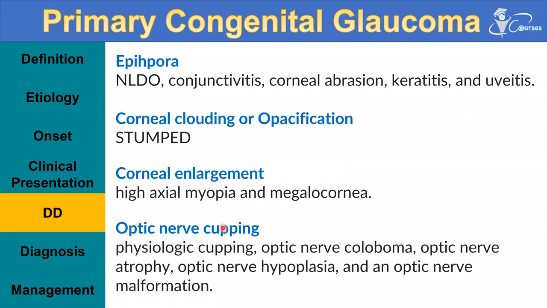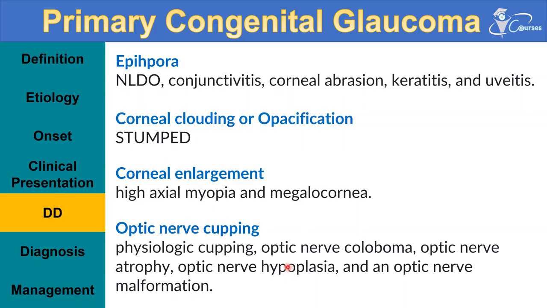There are also other differential diagnoses of optic nerve cupping, like physiological cupping, optic nerve coloboma, optic nerve atrophy, optic nerve hypoplasia, and optic nerve malformation. These can cause optic nerve cupping, but they are unlikely to cause a large globe, myopia, megalocornea, or Haab striae. So here the pathology is limited to the posterior segment. So this will be the differential.